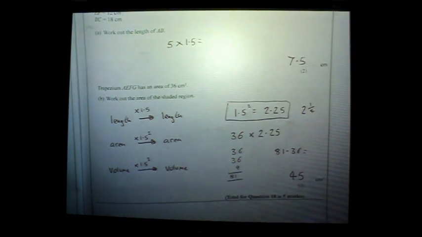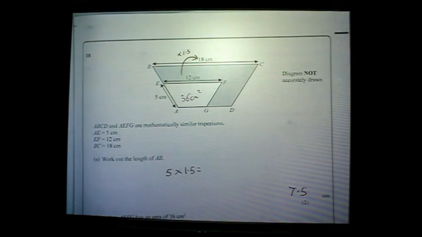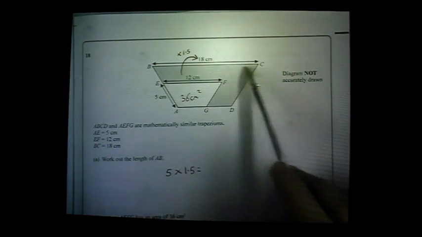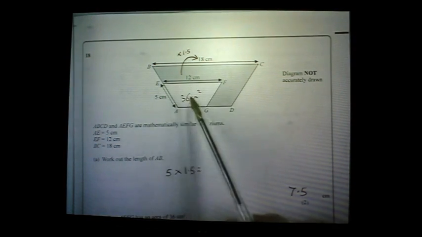So 81 is the area of the big trapezium, but then it only wants the area of the shaded bits. You need to take out this 36. So I've done 81, take away 36, which gives you 45 centimetres squared. Nasty one, that one.